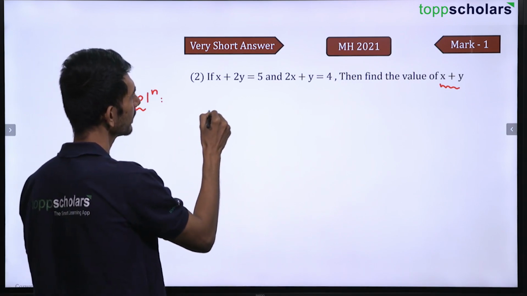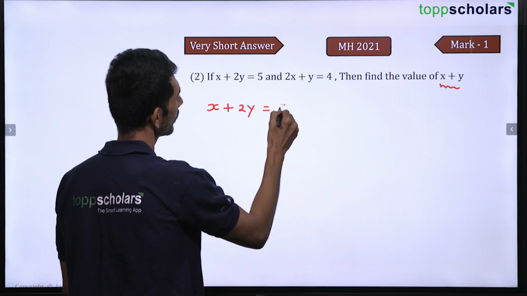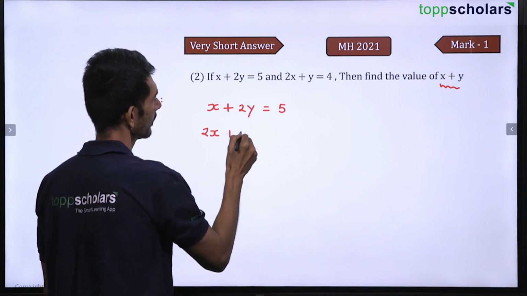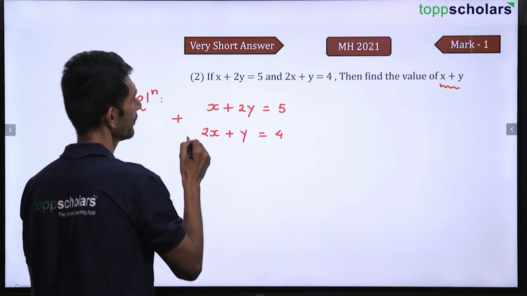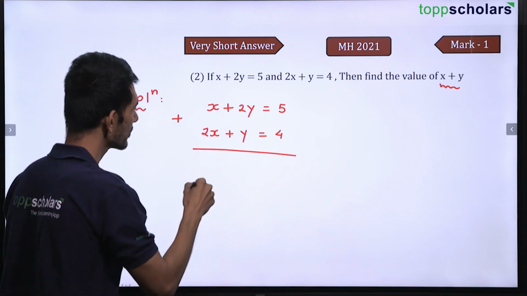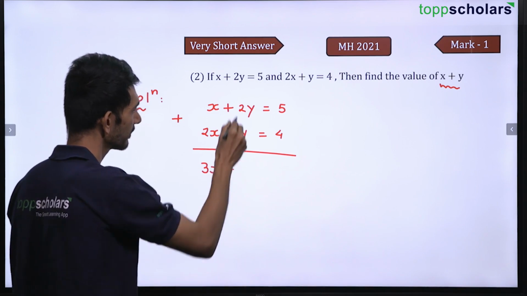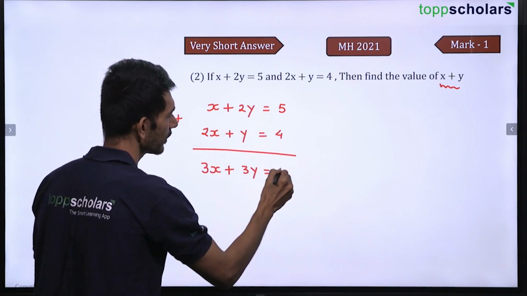So what is given? It is given that x plus 2y is equal to 5. It is given that 2x plus y is equal to 4. Add both of them. If I add both the equations, I get x plus 2x, that is 3x, plus 2y plus y is 3y, is equal to 5 plus 4 is 9.